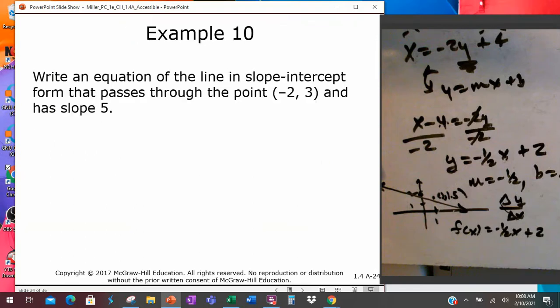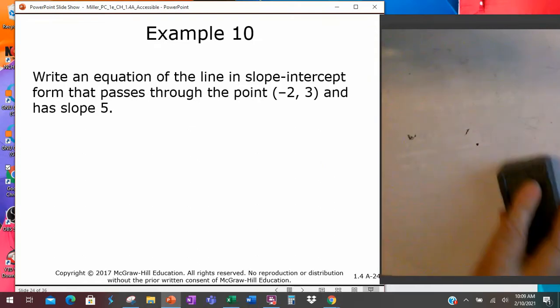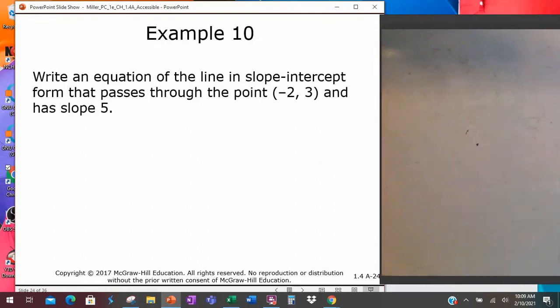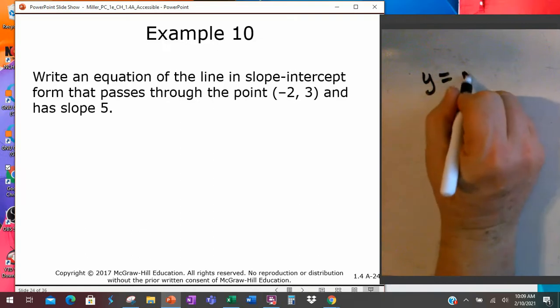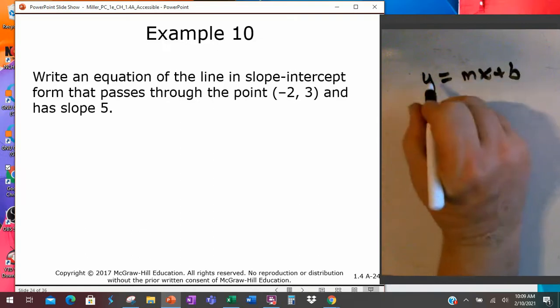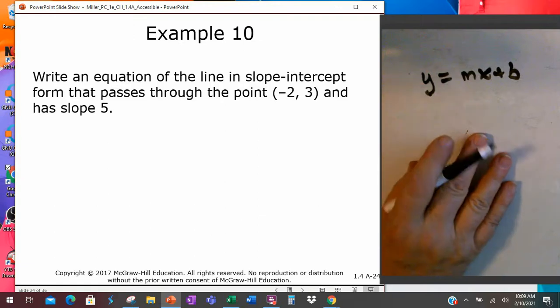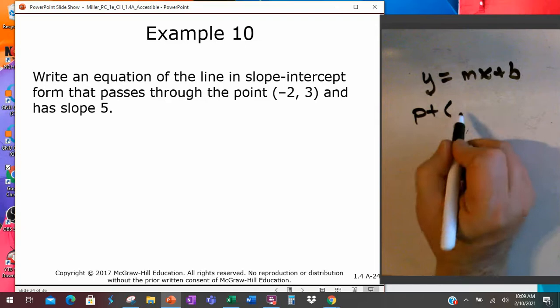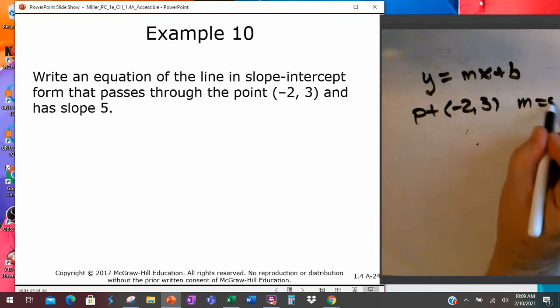Okay, so I think we can do all of those. Here is the next thing I want to do. I'm giving you certain information, and in this case, I want you to write an equation of the line in slope-intercept form. So it wants something in this form. Naturally, I could write that later in functional notation, but it's easier to manipulate with y here. I'm given a point that it passes through, -2, 3, and it has slope m equal to 5.